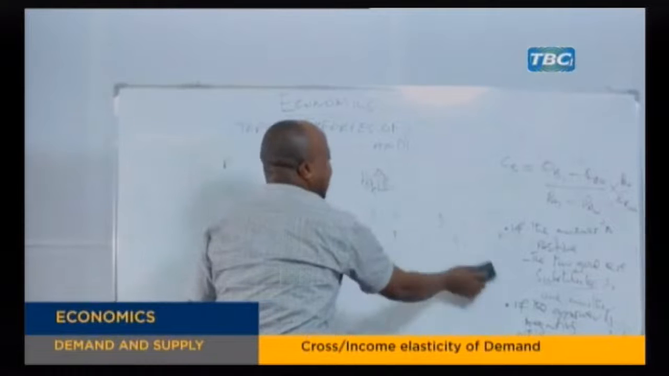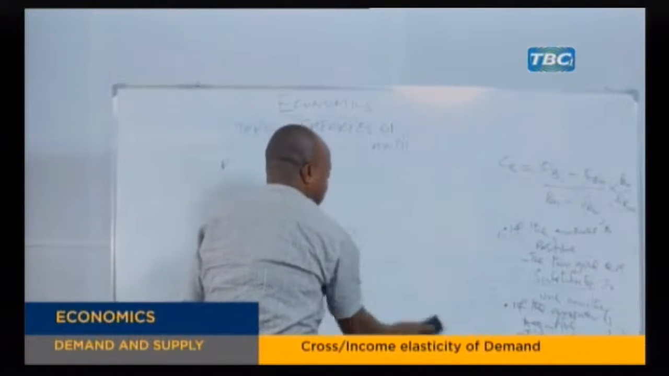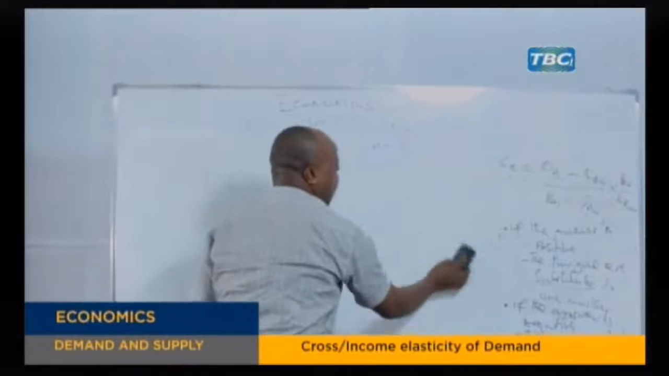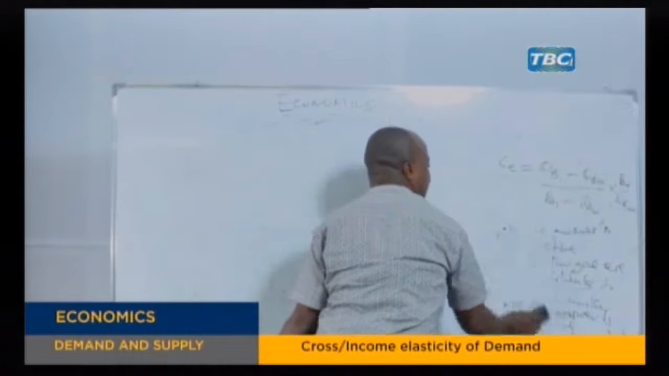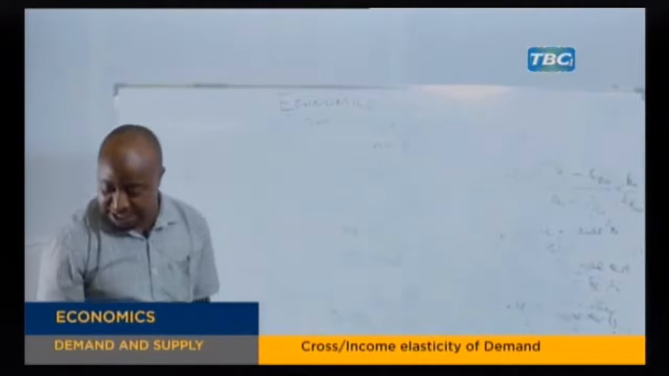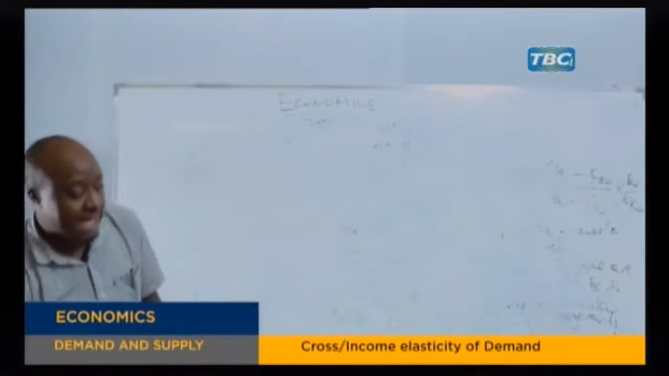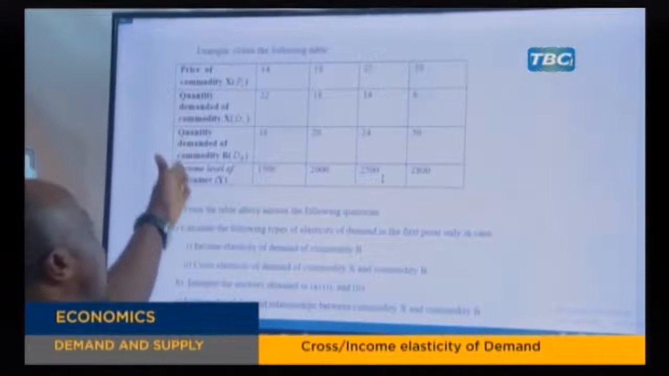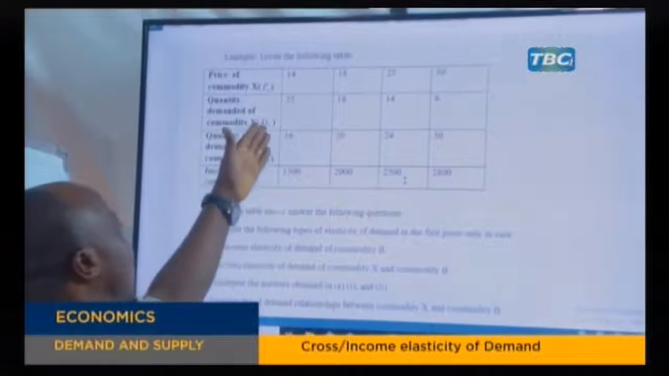So you can check the example from the screen there. You observe, then you calculate, so that we see the impact of these two forms of elasticities. This is for cross elasticity. In this example, we have a table, given as the following table.